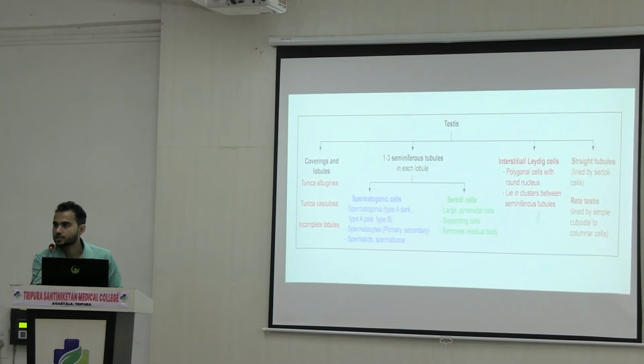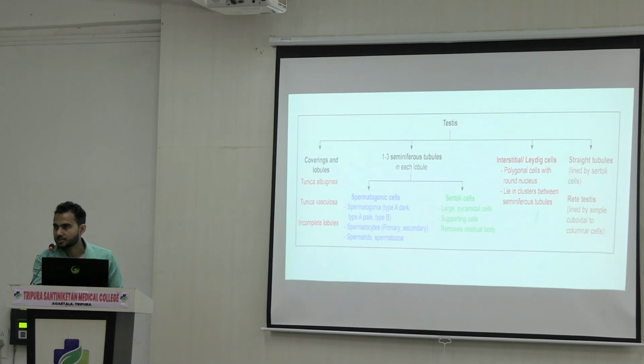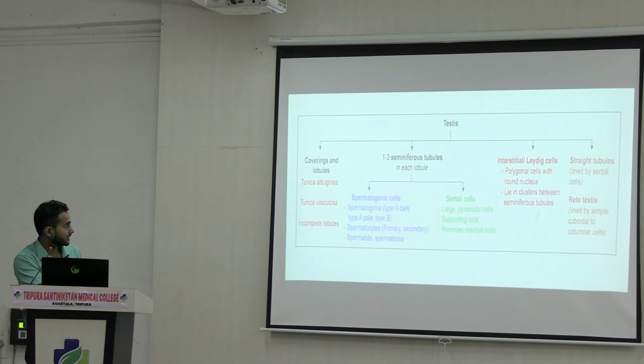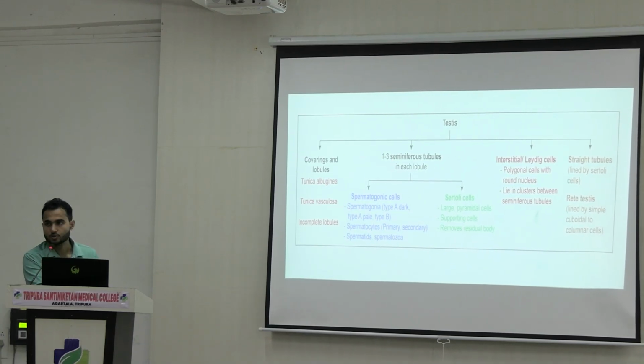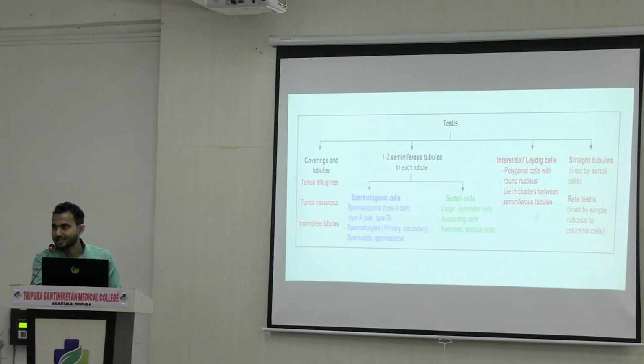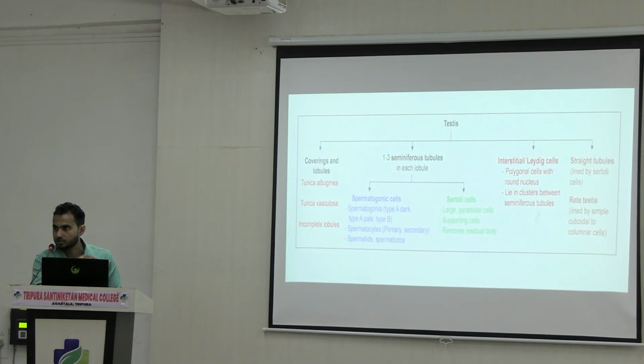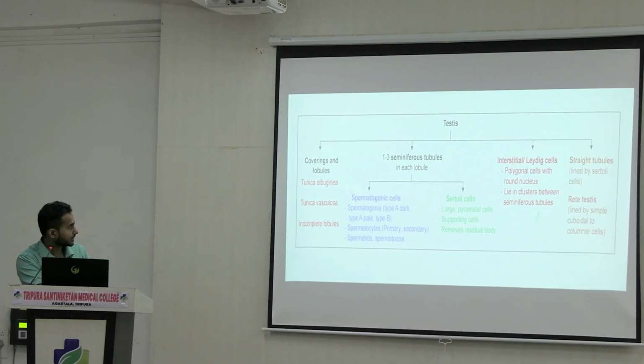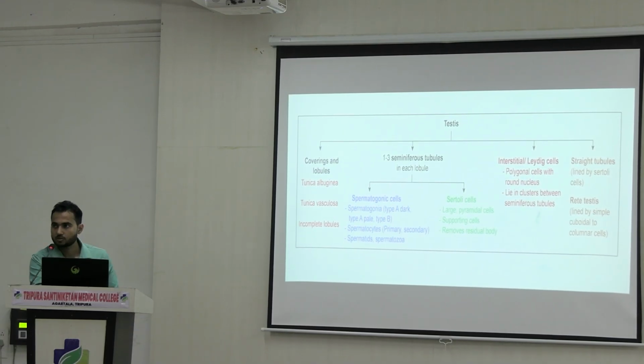Inside the seminiferous tubule, mainly 2 types of cells are present. What are those cells? As you can see, the spermatogenic cells are there, where we get the spermatogonia, spermatocytes, spermatids, and spermatozoa. I hope you have studied the stages of development. Spermatogenesis you have studied, right? Spermiogenesis also you have studied. So you know the different stages of the spermatogenic cells.